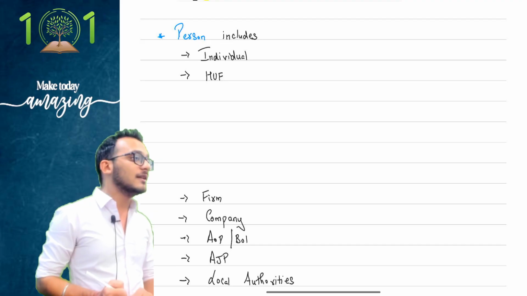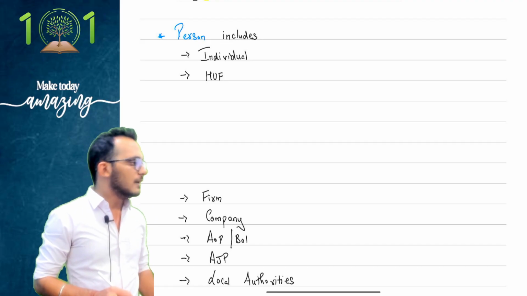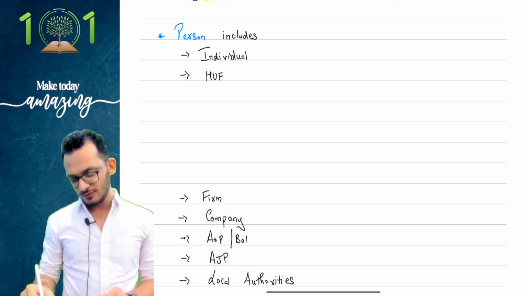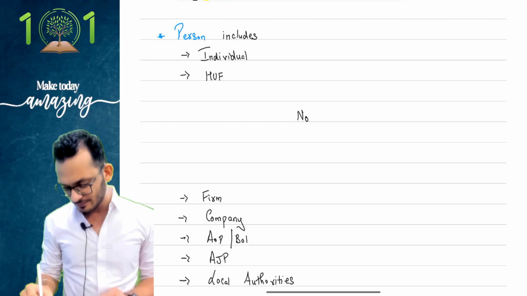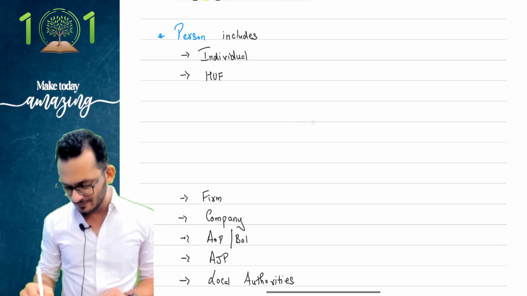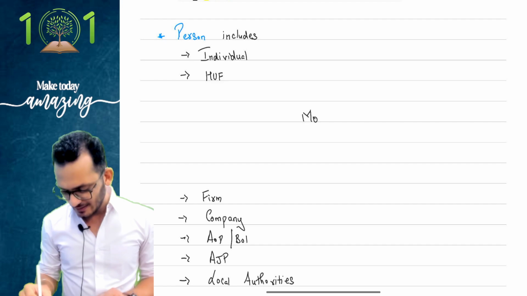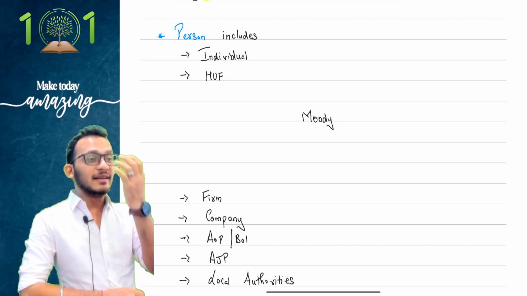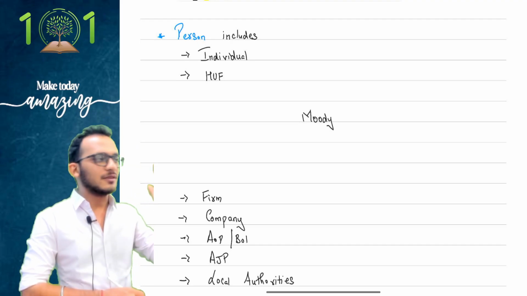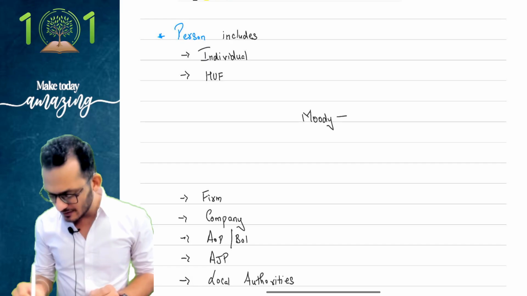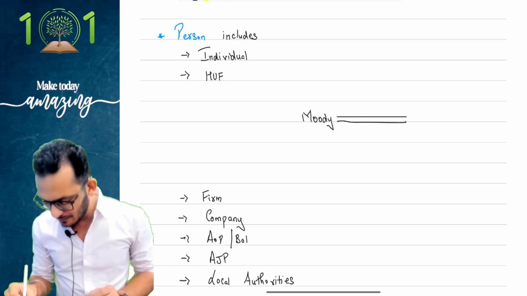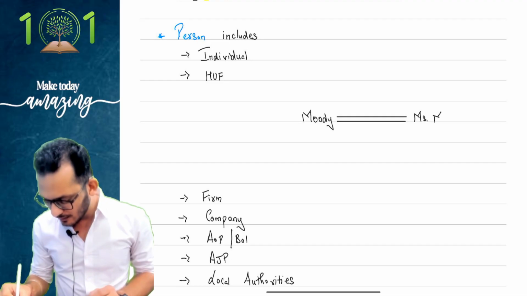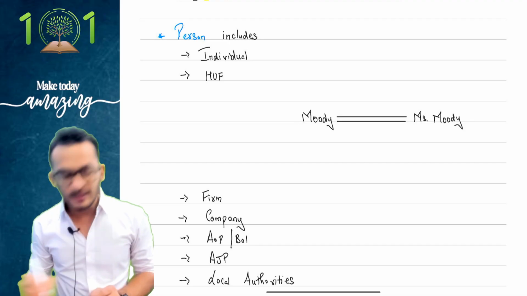So I'm going to give you a diagram, people. You're going to tell me whether I'm an HUF member or not. Imagine an example. There is a person called Mr. Moody. Now people don't come and ask me that Moody is not an Indian name, how is it an HUF nickname. Yes. So imagine a person, there is a Mr. Moody and blood relations. You have Mrs. Moody. They have decided to create an HUF.